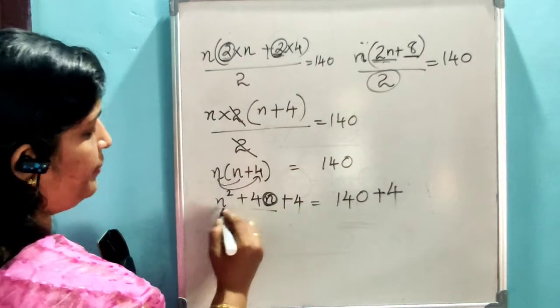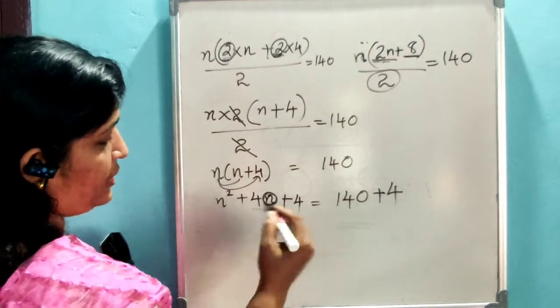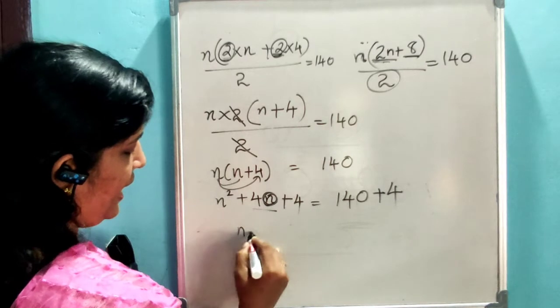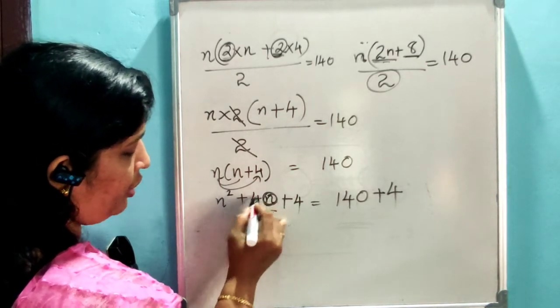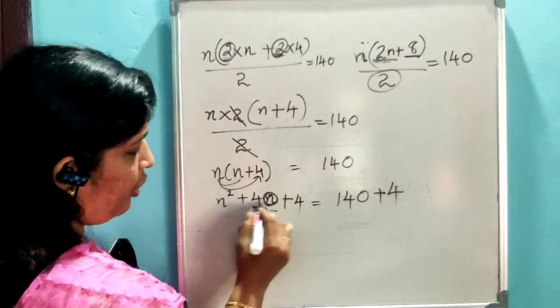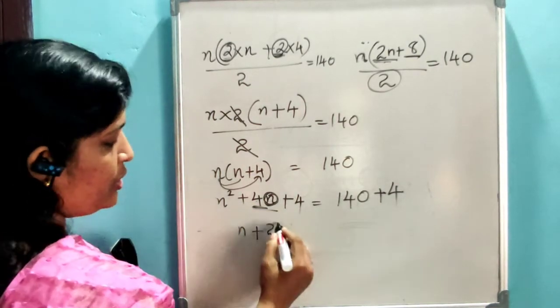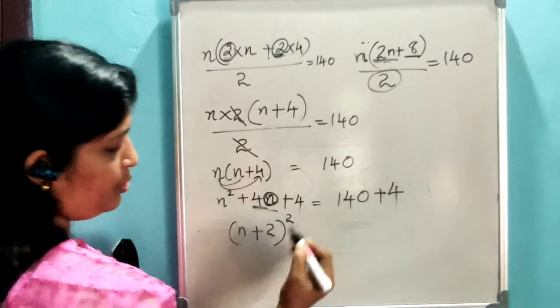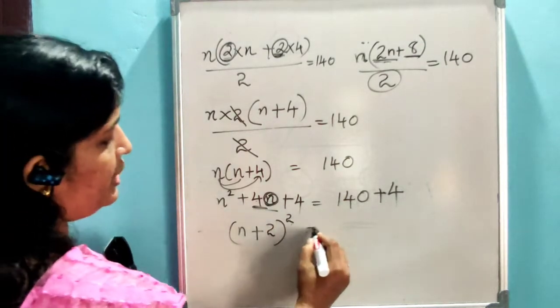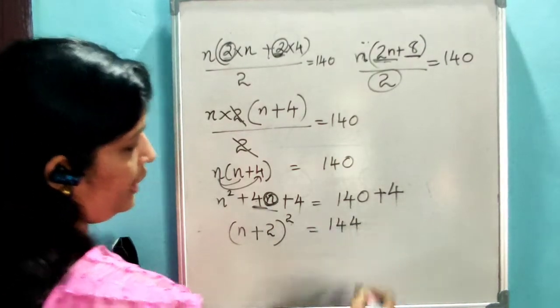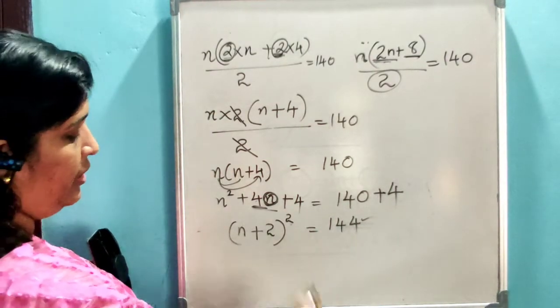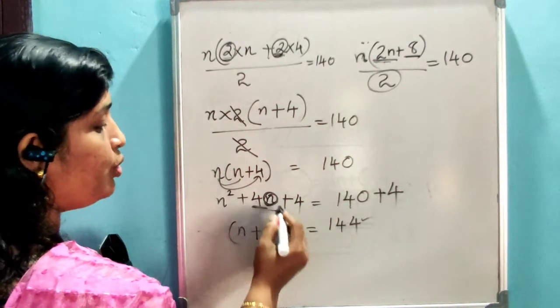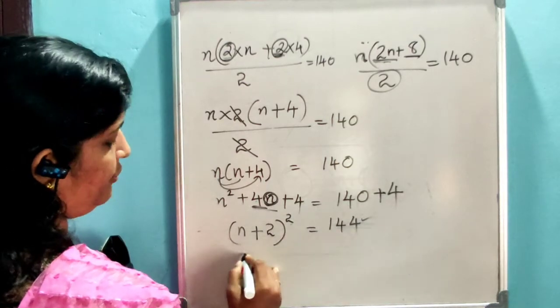So this becomes a perfect square. Square of which? Yes, n plus half of the coefficient of n. Half of the coefficient of n is 2. So this is n plus 2 the whole square, which is equal to 144. Okay, 144 is a perfect square. So here we have n plus 2 whole square is equal to 144.